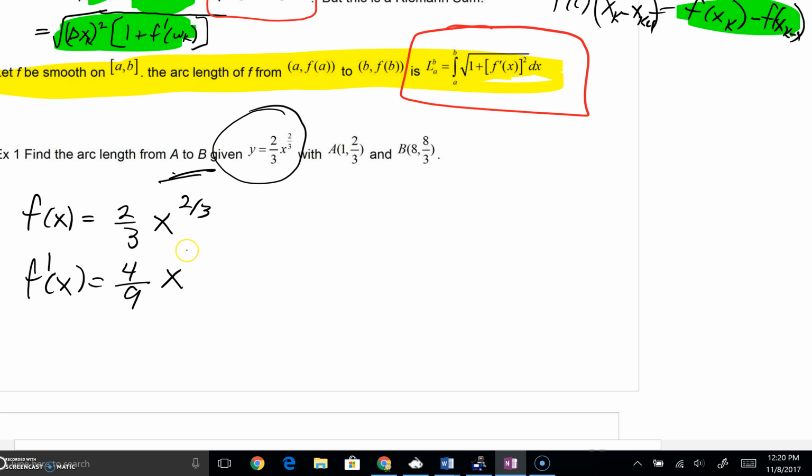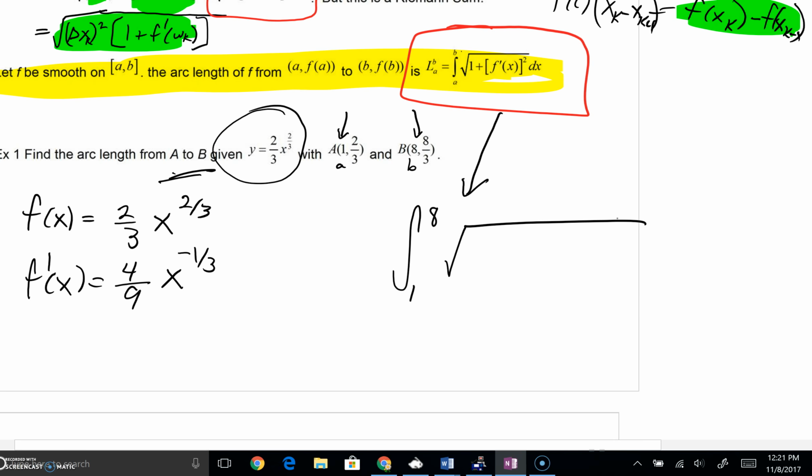4/9. And what's my new power here? Negative 1/3. I've got to subtract 1. Now, in that red box, guys, the arc length is going to be integrated from your first x value, which is 1, that's your a, little a, to your ending x value, which is 8, that's your b.